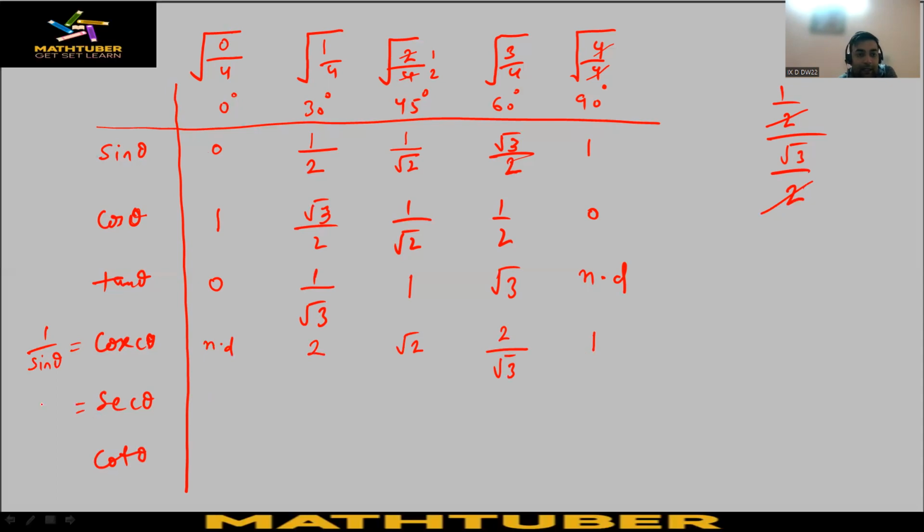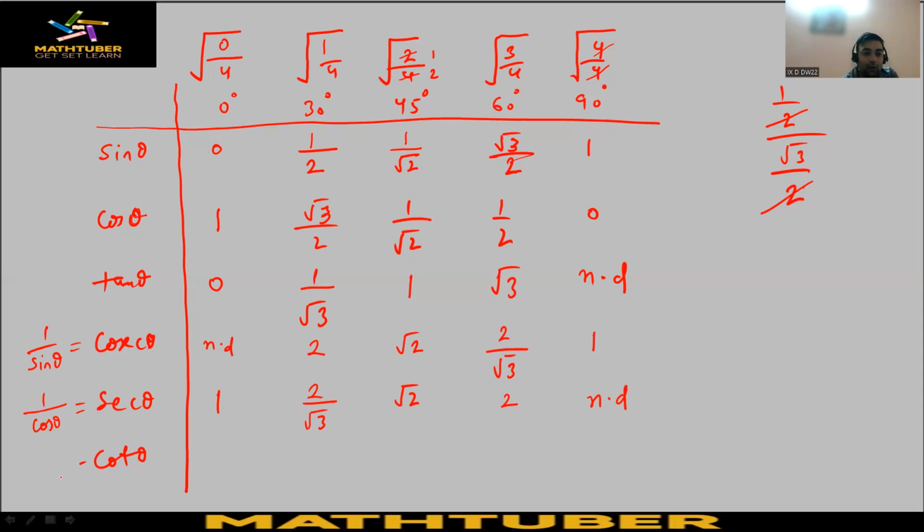Similarly, sec theta is the reciprocal of cos theta. So you just need to reciprocal all the values of cos theta. So reciprocal of 1 is 1. Reciprocal of root 3 by 2 is 2 upon root 3. Reciprocal of 1 by root 2 is root 2. Reciprocal of 1 by 2 is 2 and reciprocal of 0 is not defined. So it will be not defined here.